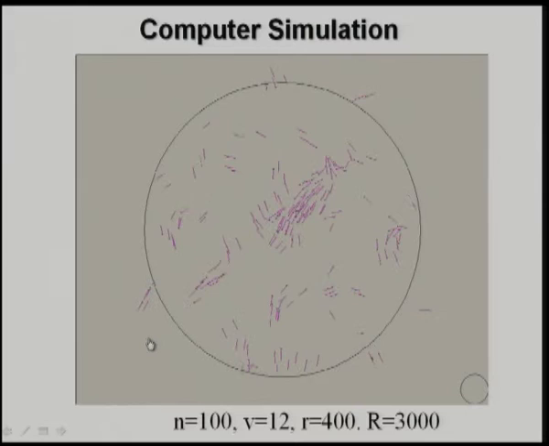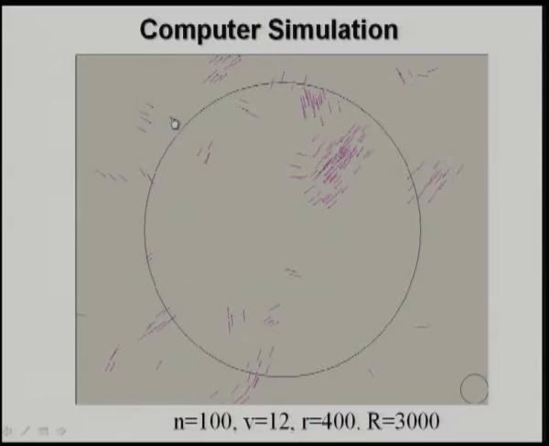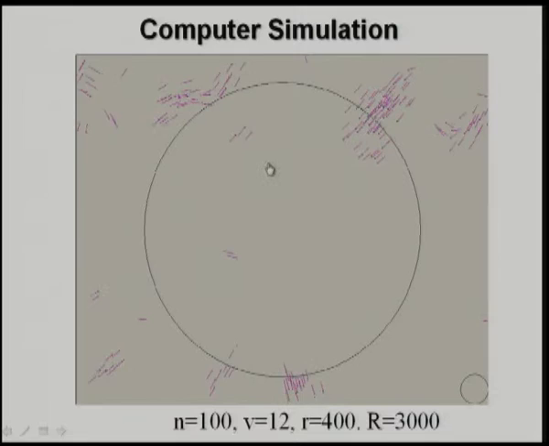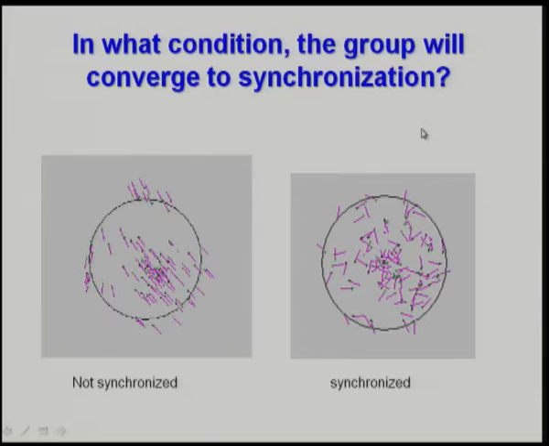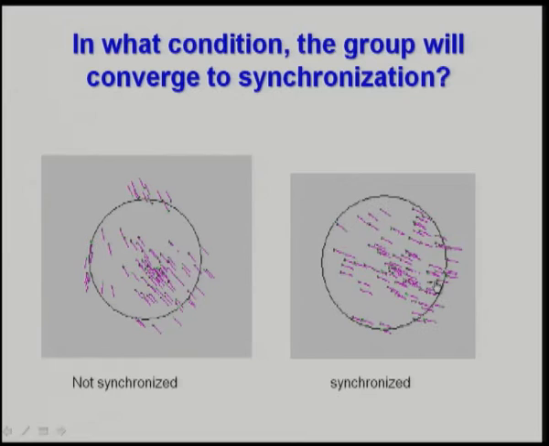Here is a computer simulation. These little guys are agents, and the red line represents their heading. You will see a kind of flocking behavior here, even though there is only one simple rule. So a very natural question is: under what condition will the group converge to synchronization? For example, this group does not converge. It separates into several subgroups, and they will never converge. In this other case, they finally converge and fly with the same heading.